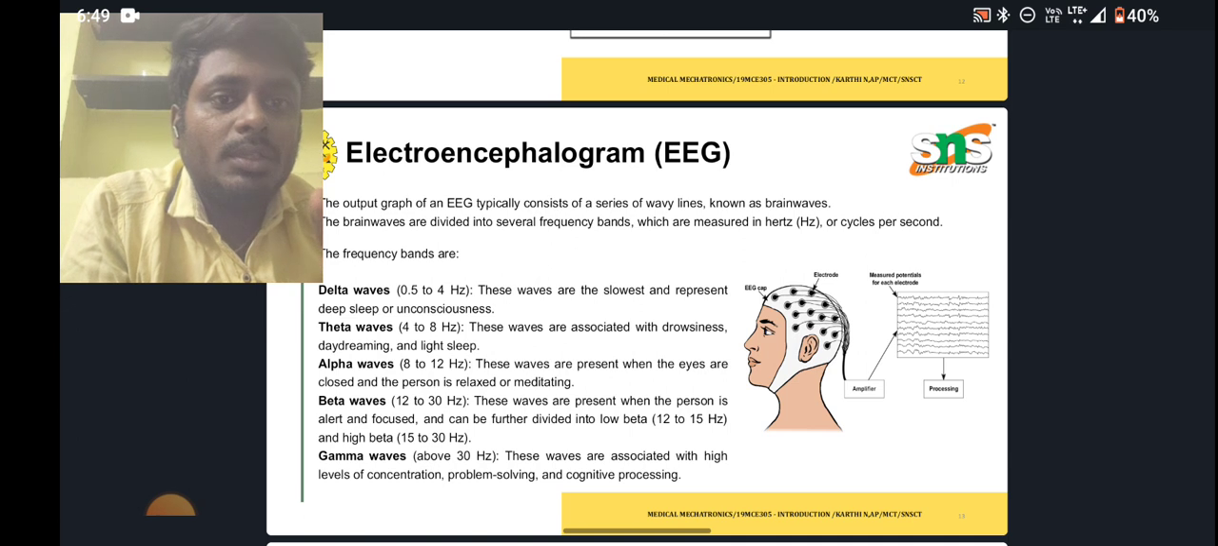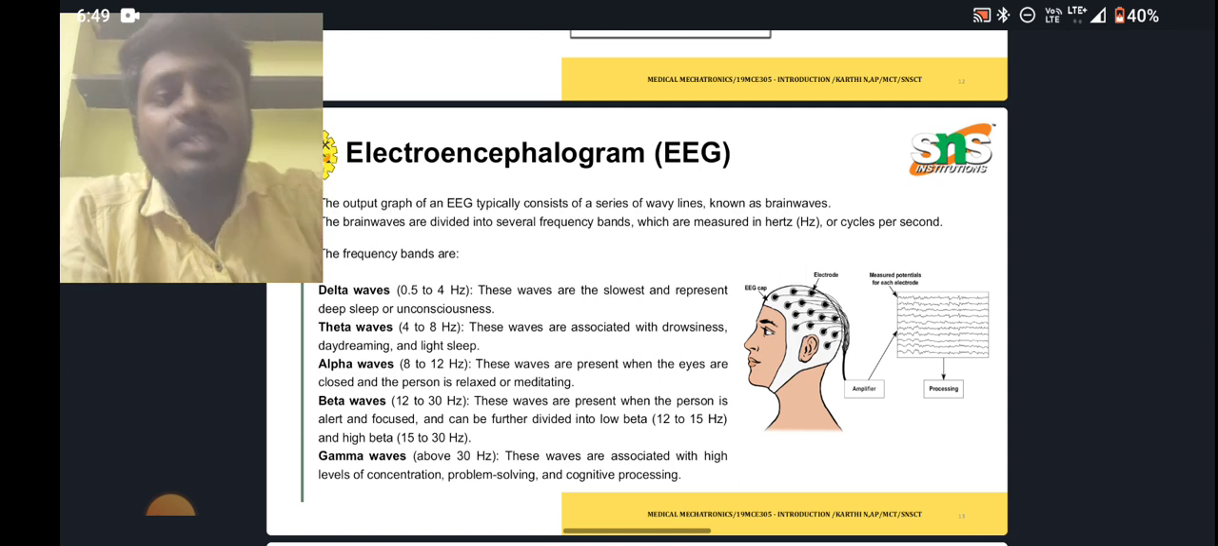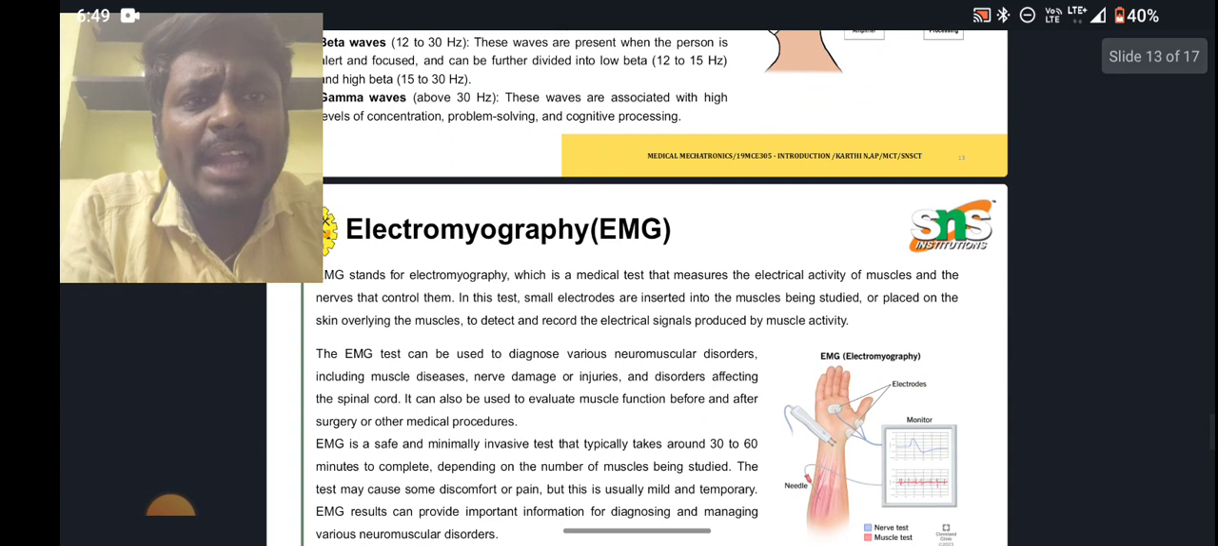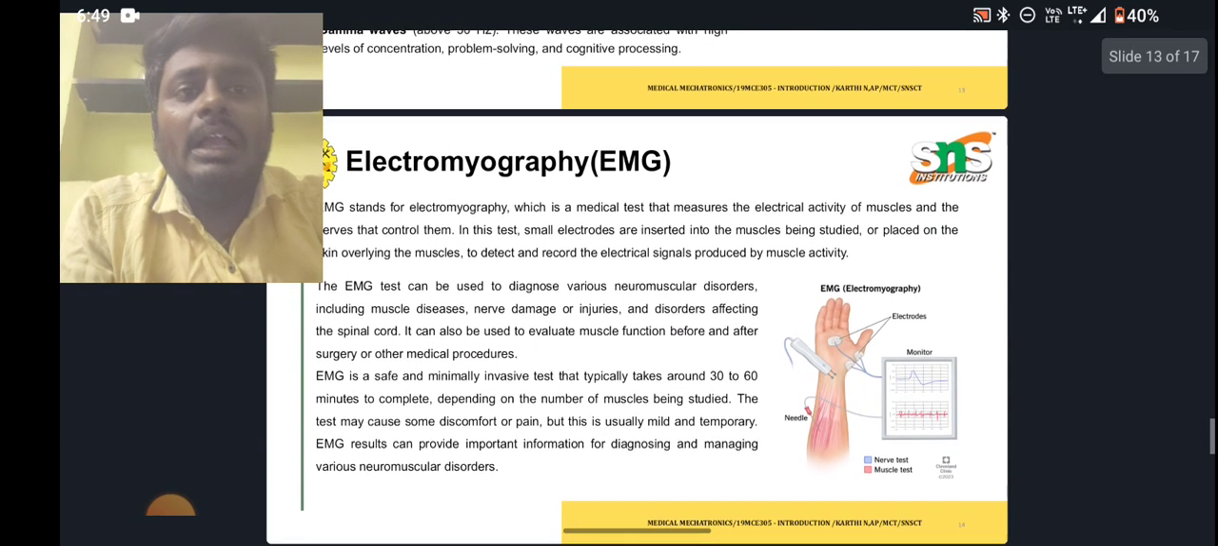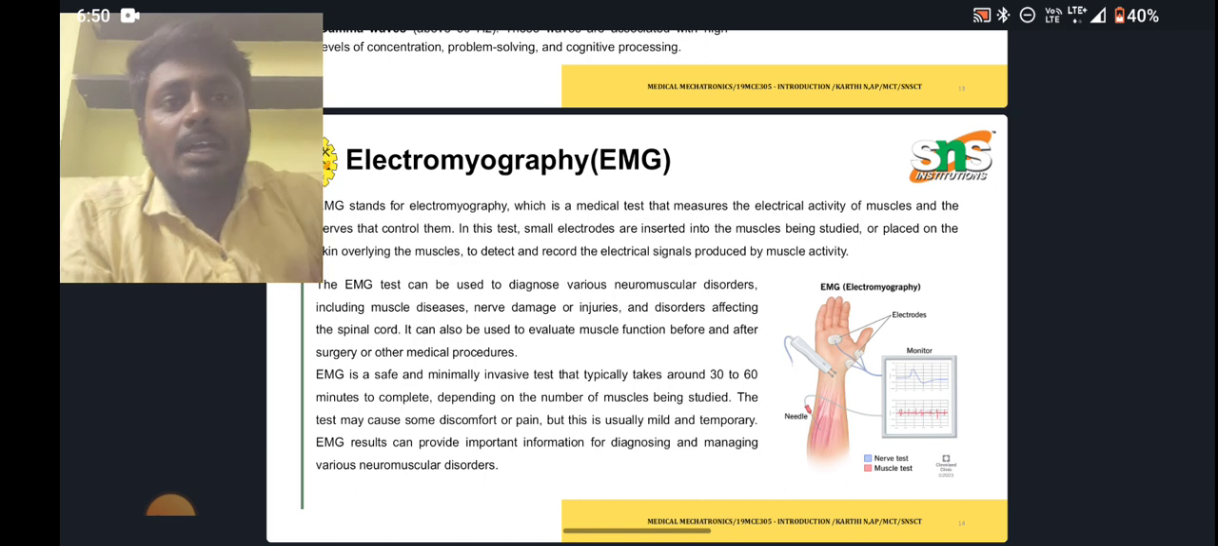Gamma waves range from above 30 hertz. These waves are associated with high levels of concentration, problem solving, and cognitive processing. And EMG stands for electromyography, which is a medical test that measures the electrical activity of a muscle and the nerves that control them.